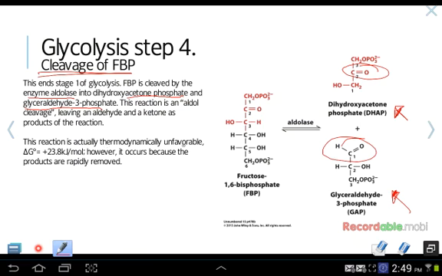This reaction is actually thermodynamically unfavorable. We get about a positive delta G. However, it occurs because the products, glyceraldehyde 3-phosphate as well as DHAP, are rapidly removed. So this is controlled more by equilibrium than by thermodynamics in this case. And again, this can be reversed.